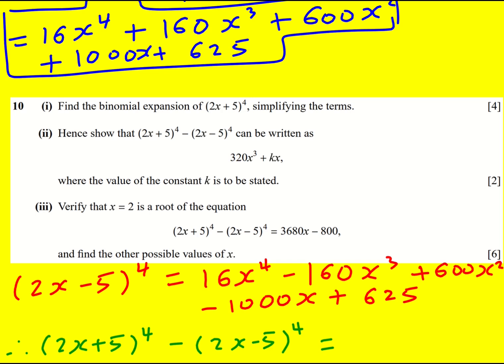Now you can write all the terms out again, 10 terms, or we can just look at it and think, how are they going to subtract from one another? The 16x to the 4s are going to cancel. Then I'm going to do 160x cubed minus minus 160x cubed. I'm going to be adding them. It's going to be 320x cubed, which is what is here. And then the x squared terms are going to cancel. Then I've got 1000x minus minus 1000x. I'm going to get 2000x. And the 625s are going to cancel.